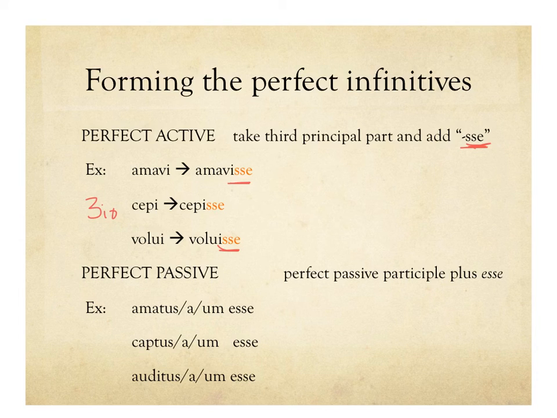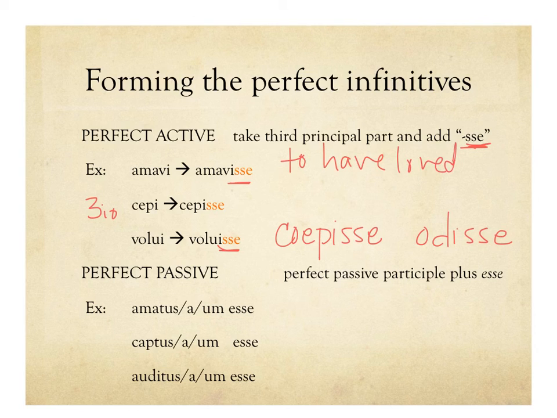And for example, if you remember learning a verb like coepi, which we just had, which means began, the infinitive is coepisse, since that is the form it has. Or for odi, it's odisse, even for these defective verbs. So amavisse means to have loved. Cepisse, to have captured. Voluisse, to have wanted. So they are easy to form and really consistent. And of course, the translations are consistent too. To have whatever.